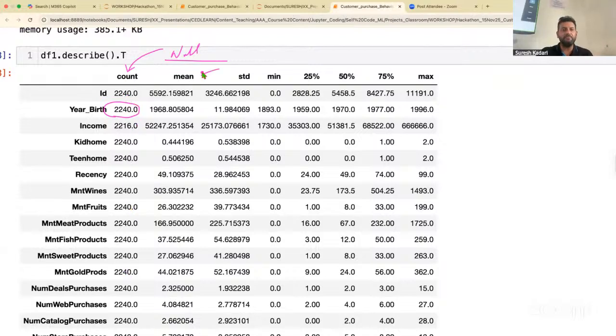Then here, mean is for my understanding. What is the average age of the student? What is the average marks or the average price? So kids average 0.4. That means you can't have a half kid. That is the average. Okay, good. So recency is 49 days or so. Monthly fruits 26. Wines, more wine, fewer fruits. You see, this shows the food habits.